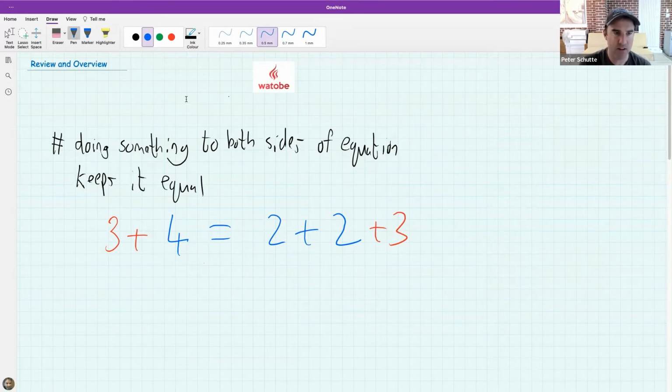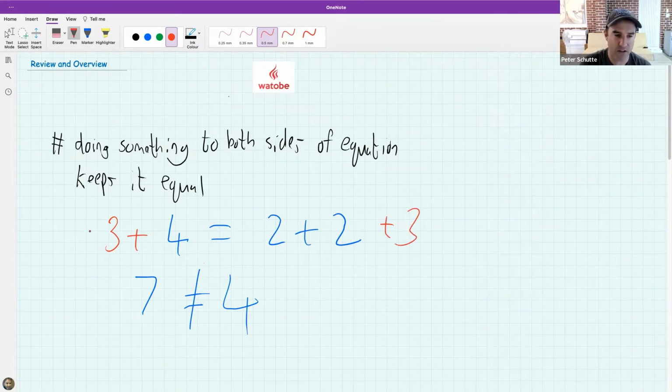However, if I went along and only added 3 to one side, well, then what would happen is I would say 7 equals 4. And that's not true. So that's why I spend so much time saying whenever you do one thing to the one side, you must do it to the other side as well. And you'll see me going on and on about this.